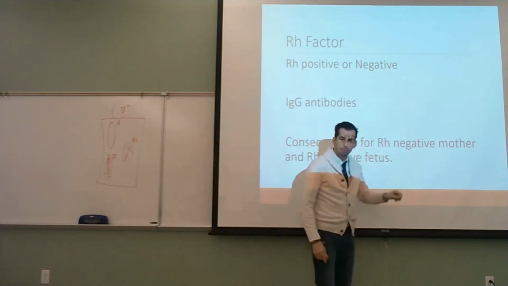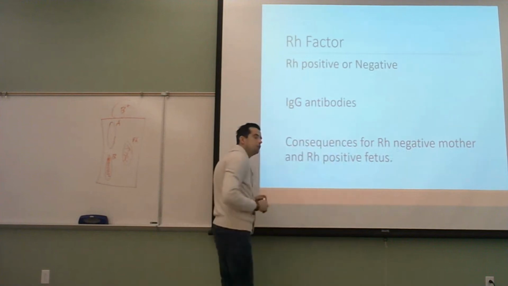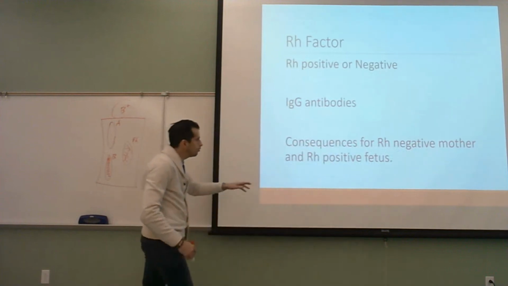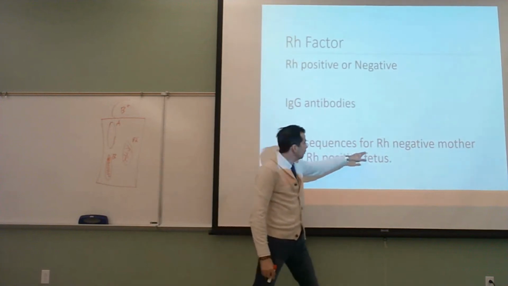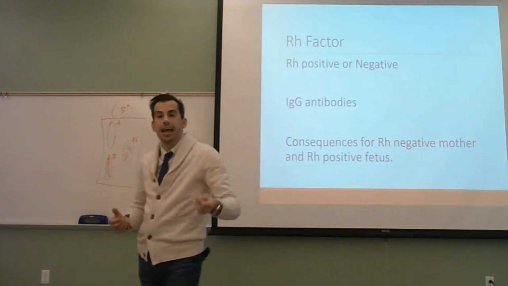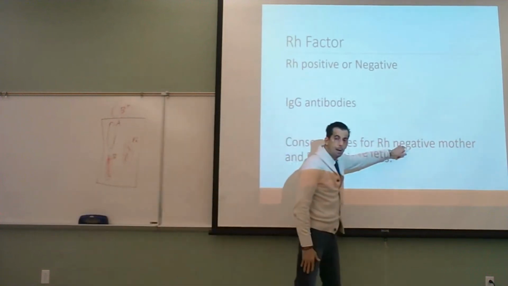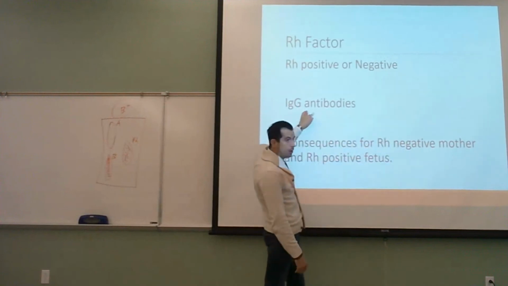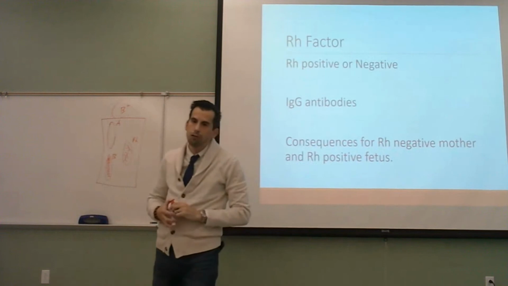Rh negative mother and an Rh positive fetus. The fetus being positive carries the antigens. The mom being negative has the potential to carry the antibodies. So you run the risk of the antibodies in mom crossing the placental lining because they're IgG antibodies and attacking the fetal blood tissues.